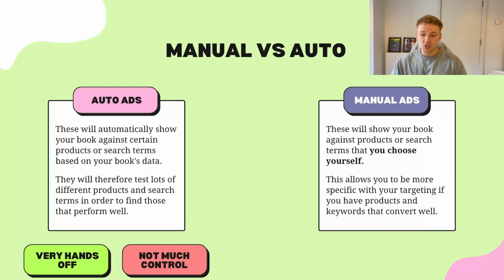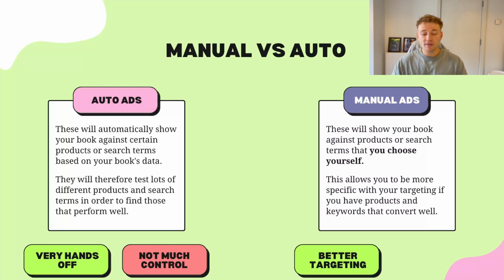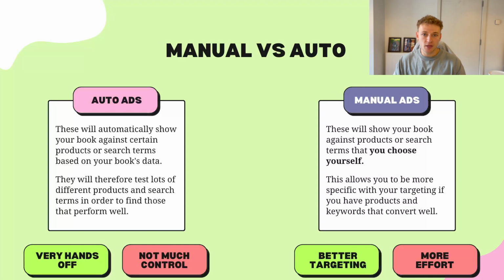So this basically allows you to be a lot more specific with your targeting, and if you have products or keywords that you already know convert well. The benefit of this, obviously, you can get much better and much more granular targeting because you're fully in control of exactly what products you're advertising against. The only issue here is it's obviously more effort because you have to manually find the products yourself.